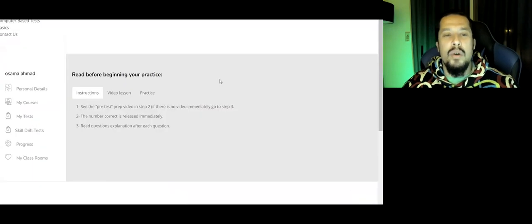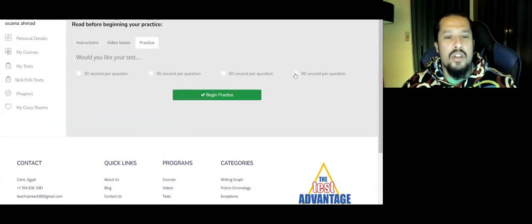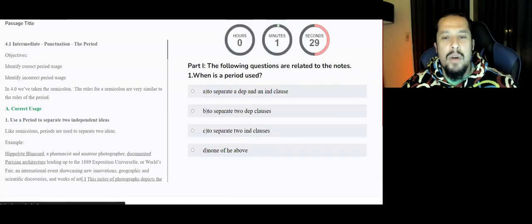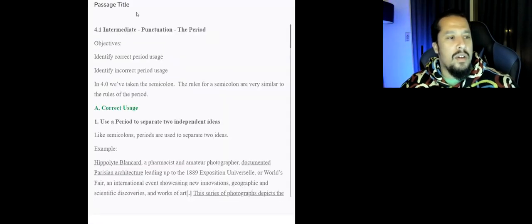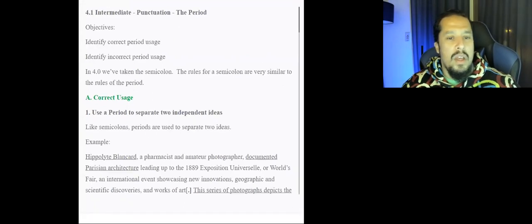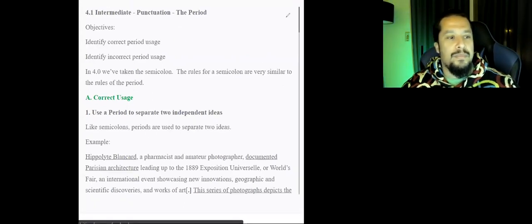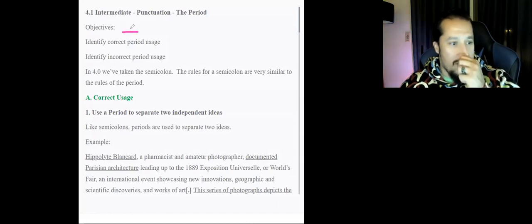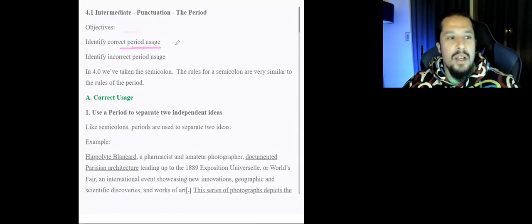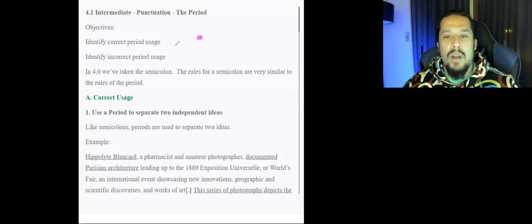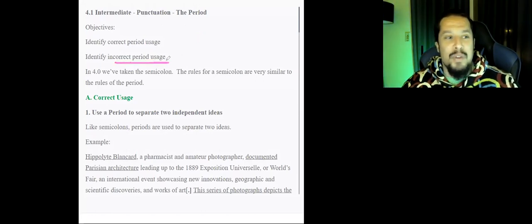If you're watching the video, watch the notes, then jump into the practice. Let me zoom in on the notes here. Here we go. Intermediate punctuation. Where's my magic pen? Oh, here it is. Objectives: identify correct period usage. And the period is the full stop. Identify incorrect period usage.